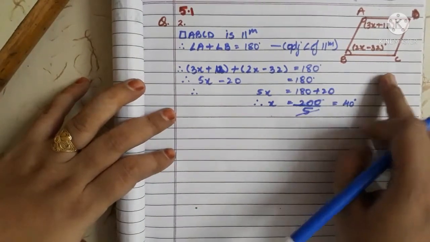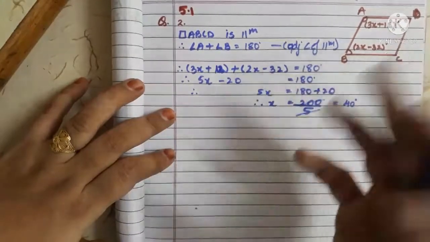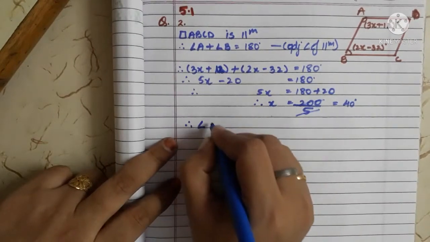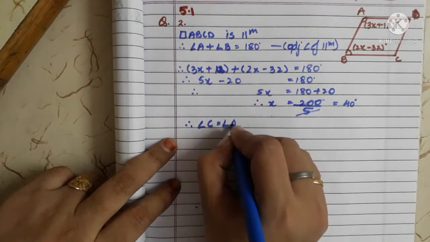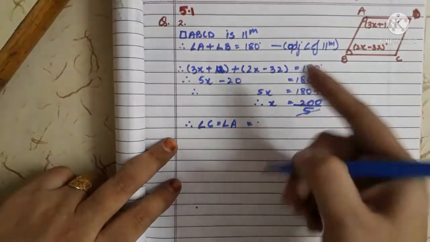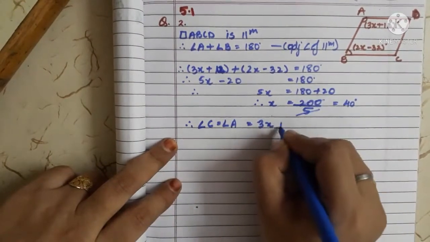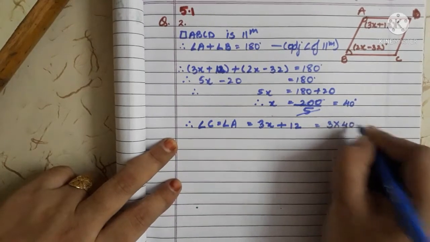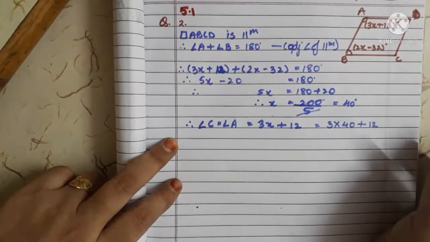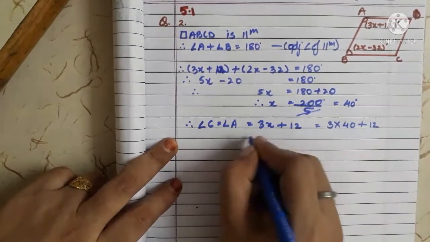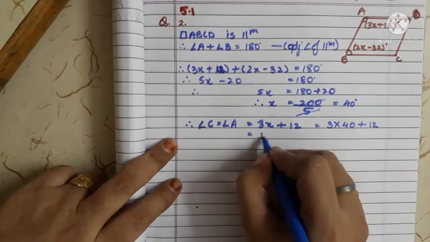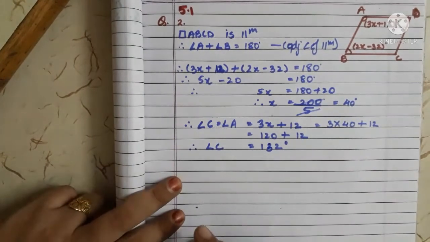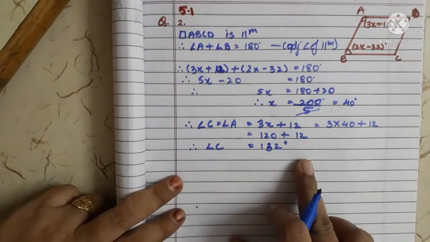Since it is a parallelogram, opposite angles are congruent. Therefore, we will write angle C is equal to angle A, and we will substitute the value of angle A, that is 3x plus 12. So when we do the substitution, we will get 3 into 40 plus 12. So we will get 120 plus 12. So angle C is equal to 132 degree.